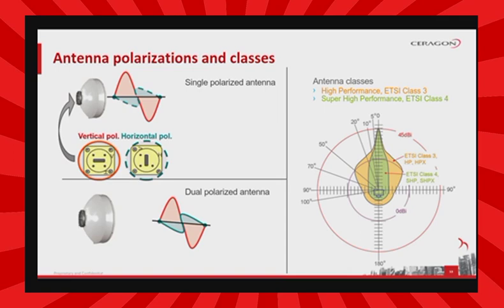The diagram shows the approximate difference in side and back lobe suppression between high-performance antennas according to ETSI Antenna Class 3, yellow, and super high-performance antennas according to ETSI Antenna Class 4, green. 45 dBi has been chosen as an example for the main lobe gain.